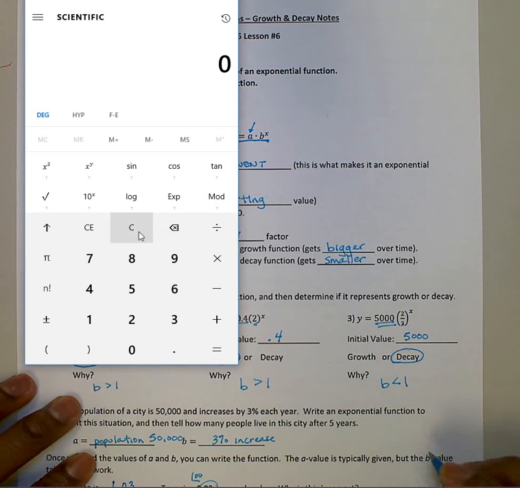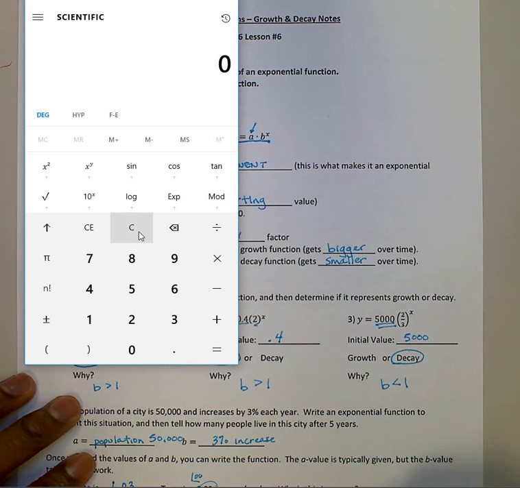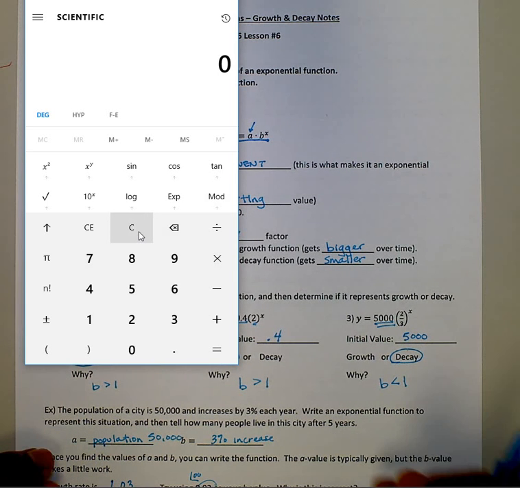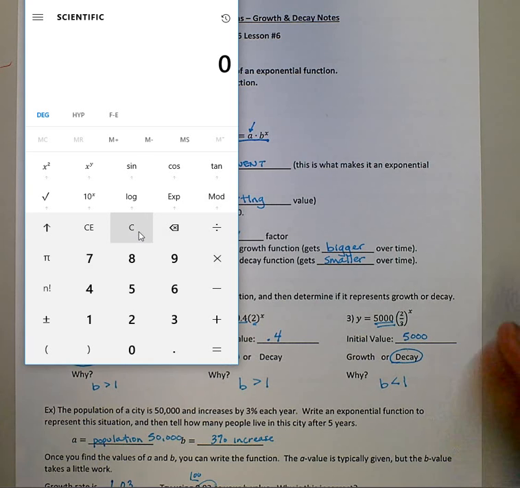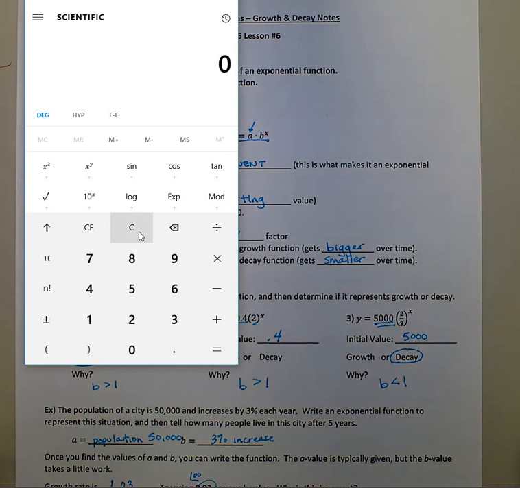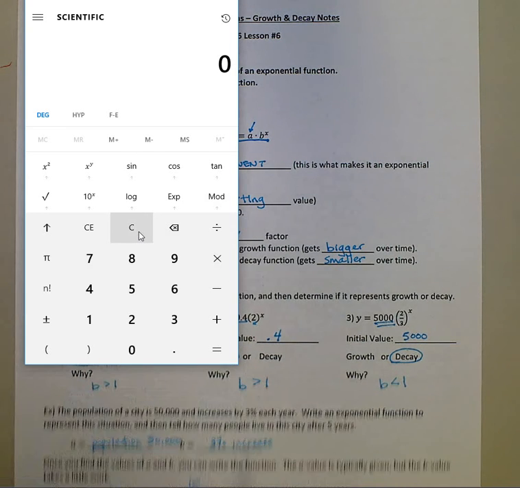Okay, so when you do the growth rate or decay rate, you either add the growth rate to 1 or subtract it from 1. So your formula, if you want to think of it that way, is 1 plus r for growth and 1 minus r for decay. And it's up to you to figure out if the population or whatever we're talking about is growing or shrinking.